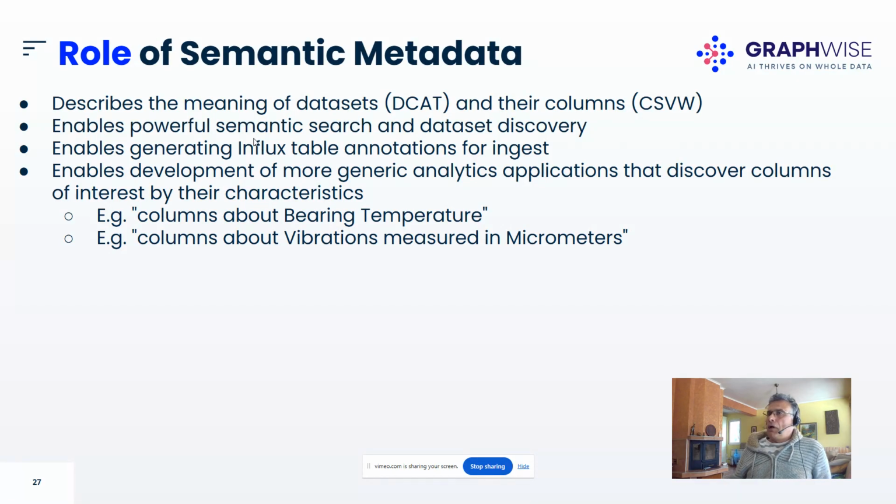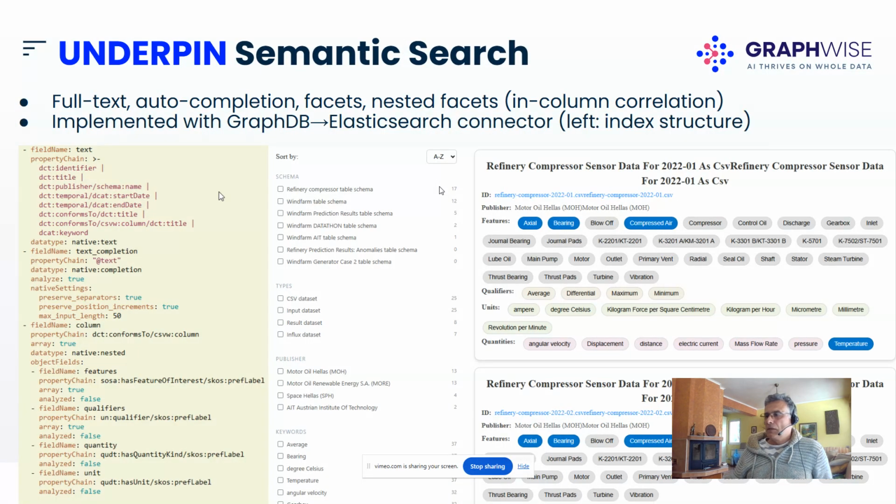By describing the meaning of datasets and their columns, this enables, first of all, very powerful semantic search. You see it on the next slide. It also enables automated Influx ingestion by generating so-called Influx table annotations or CSV annotations. And it also enables the more flexible development of analytics applications that can discover columns of interest rather than relying on hard-coded stuff.